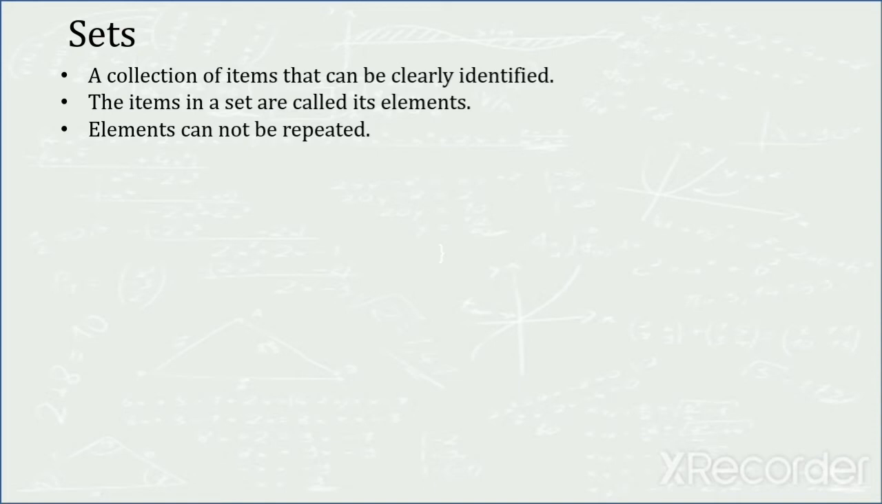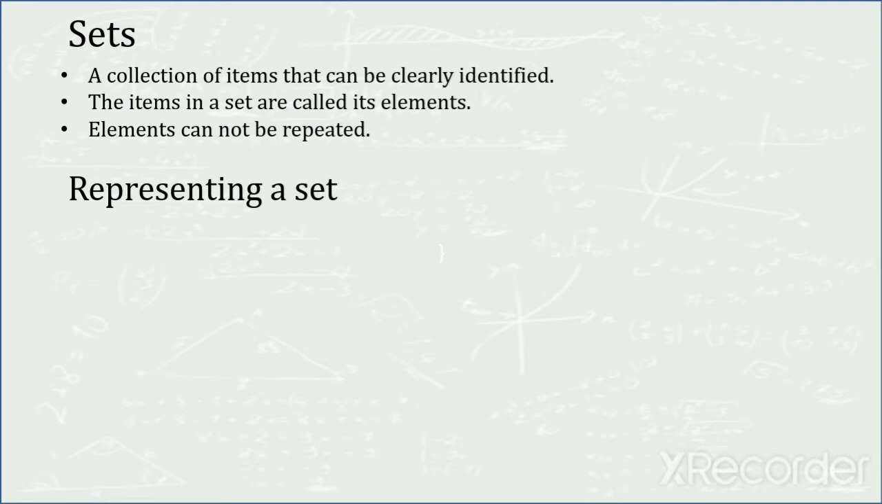rich students in your class, we cannot clearly identify them. But the students who made more than 60 marks for the mathematics paper, we can clearly identify. So if we write down the names of those who made more than 60 marks, their names are called elements, and elements cannot be repeated.